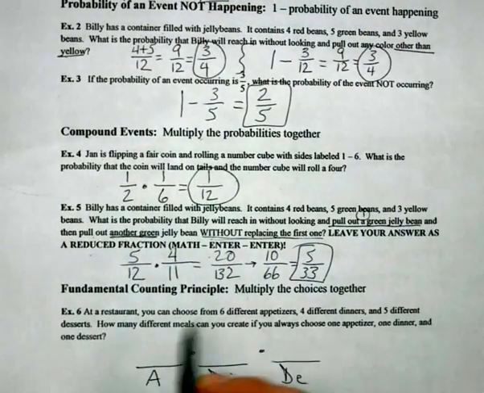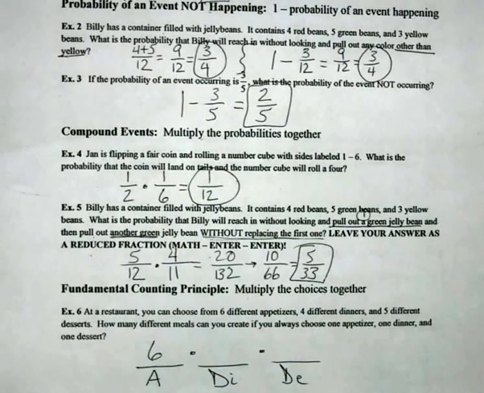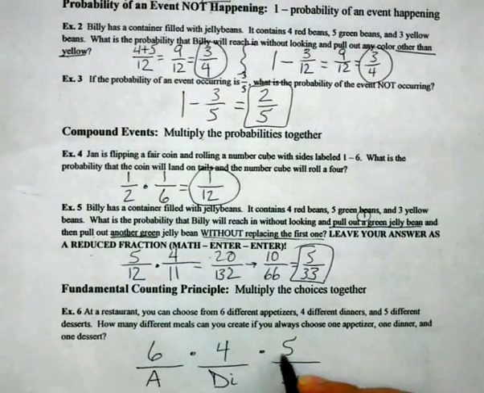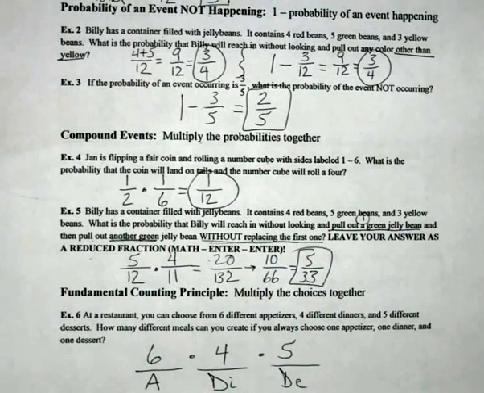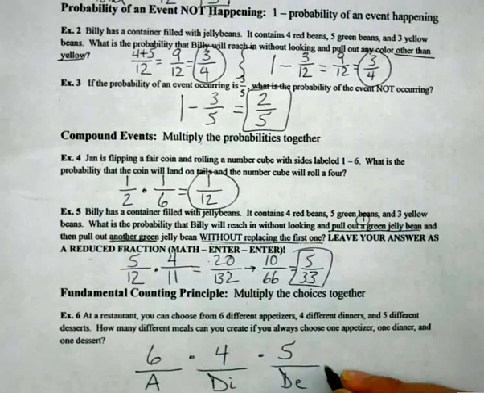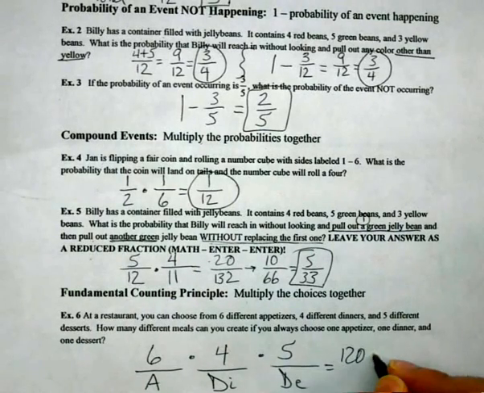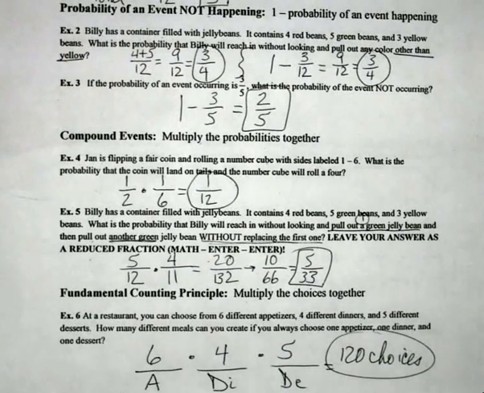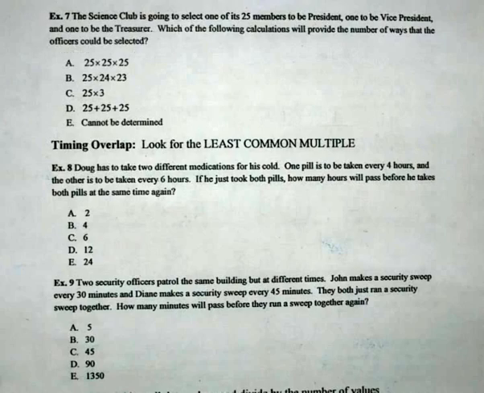We're just going to multiply them together. There's 6 different appetizers, 4 different dinners, and 5 different desserts. And I know I'm only getting one of each, but this is letting me see if I choose one of these and one of these and one of these, I could go back to that restaurant 120 times before I would repeat the exact same choices. Dang.